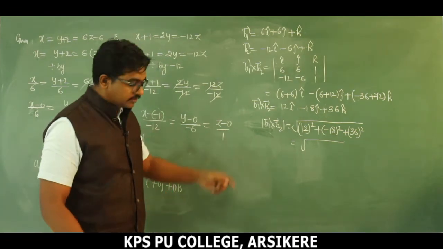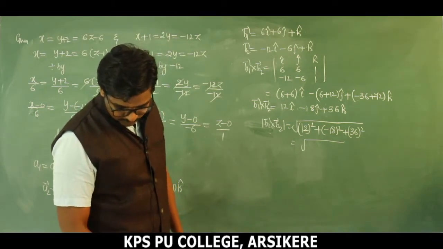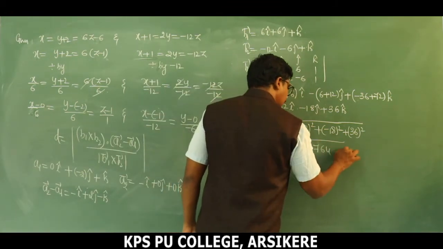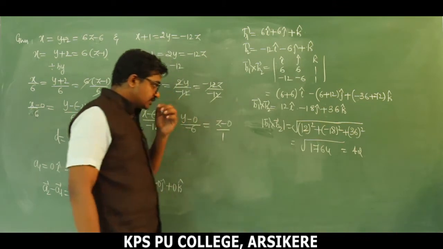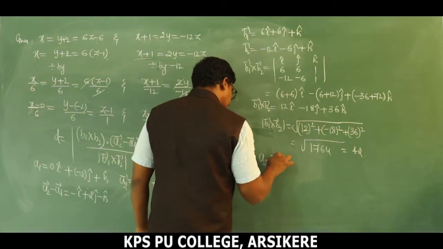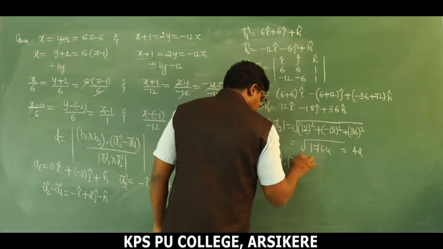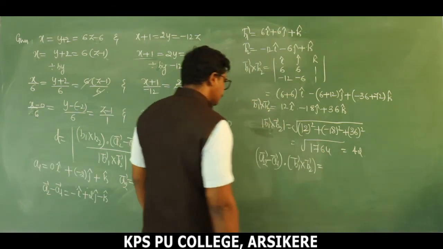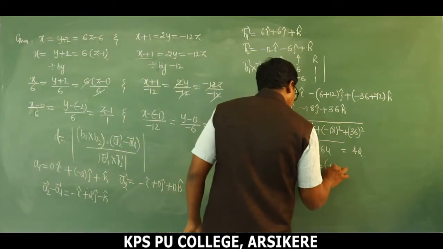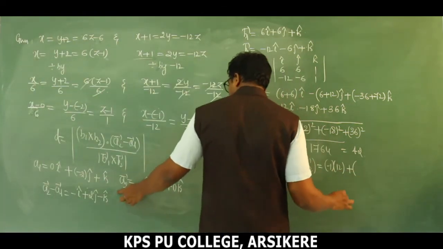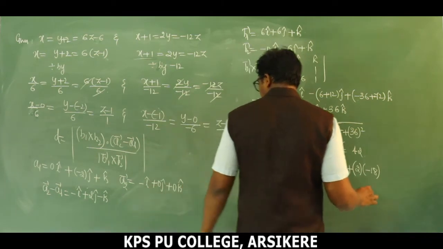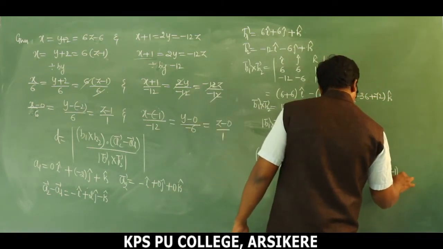For this one, b1 cross b2, I'll write directly, after simplification this is 1764, so you will get 42. That is, the mod of b1 cross b2 is 42. And a2 minus a1 dot b1 cross b2 will be, directly going with a2 minus a1: minus 1 into 12, plus second term 2 into minus 18, plus minus 1 into 36.